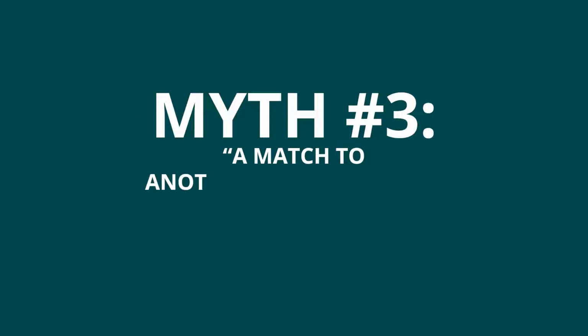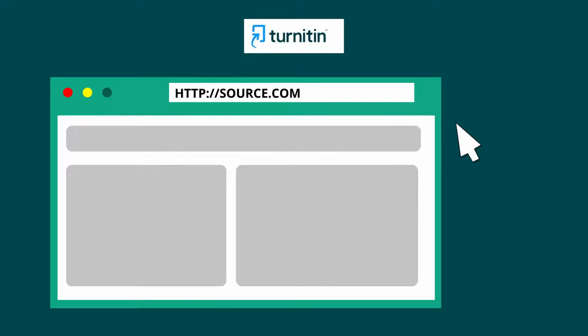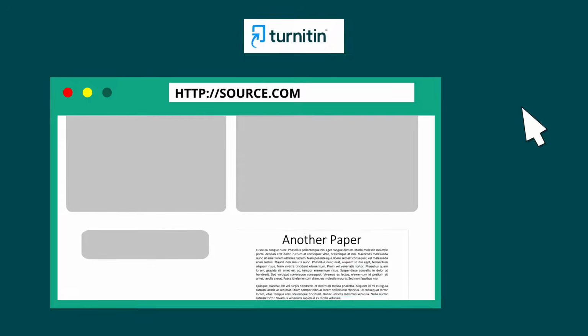Myth number 3. A match to another student's paper means that someone shared their paper directly. Turnitin matches to one source, even though the material may be found on several other websites. This is based on the way it is programmed.